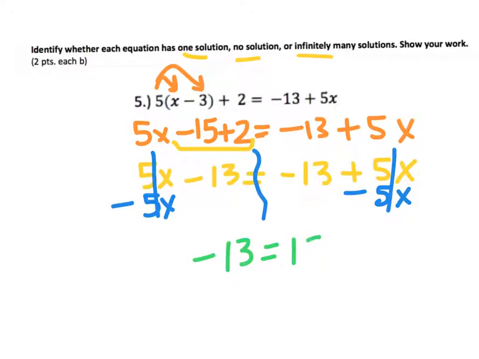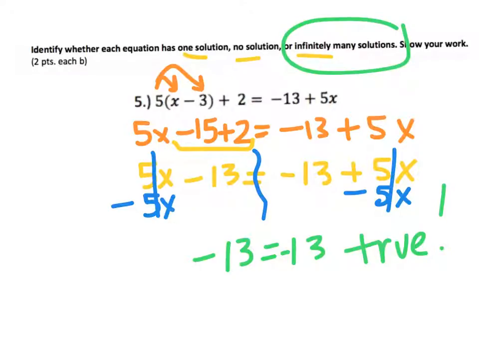I'm left with a true statement. Negative 13 does equal negative 13. That's true. If I get a true statement or twins, I say infinitely many solutions or infinite solutions. Or you can think twinfinite.